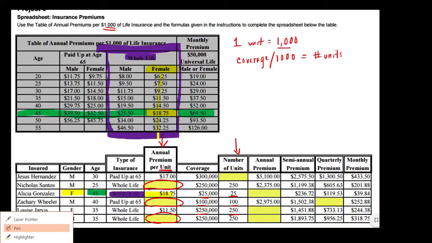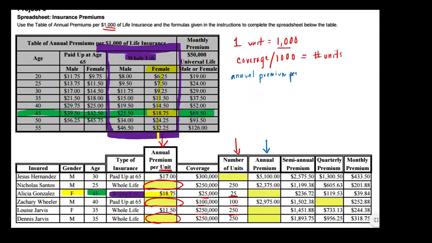So what about annual premium? For annual premium, you take the annual premium per unit and multiply by the number of units. Okay, again, you take the annual premium per unit and multiply by the number of units. So what they're saying is, for every $1,000 of coverage, the person must pay this amount, the annual premium per unit, and then you multiply by the number of units, and that gives us our total annual premium.